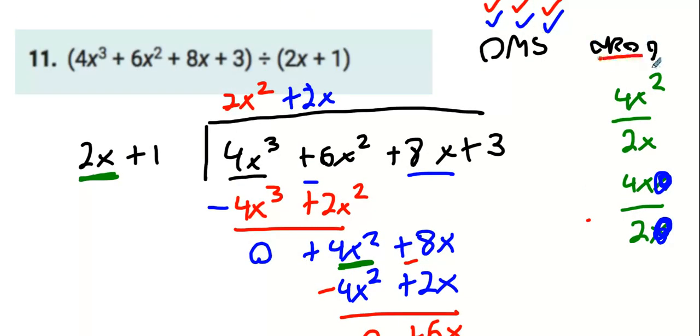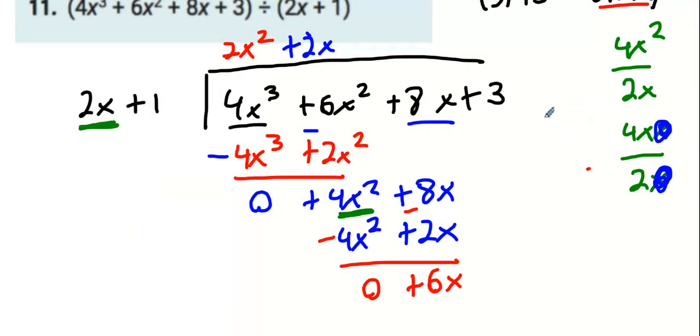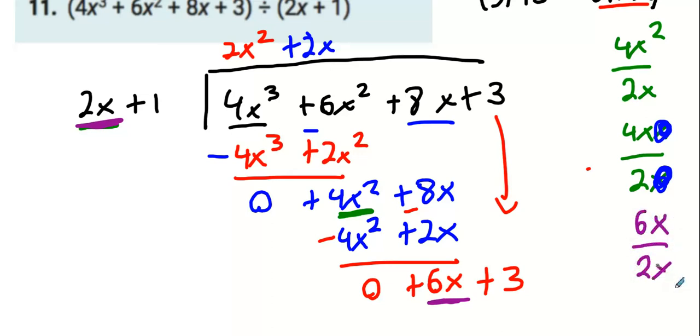What you need to do, so what do you drop? What's the only thing we haven't used yet? So the 3. Okay. We're dividing again, yeah? What is 6x divided by 2x? Nearly. The x's cancel. And 6 divided by 2?